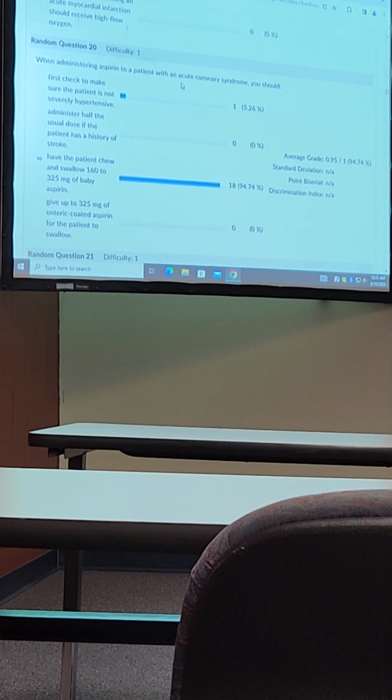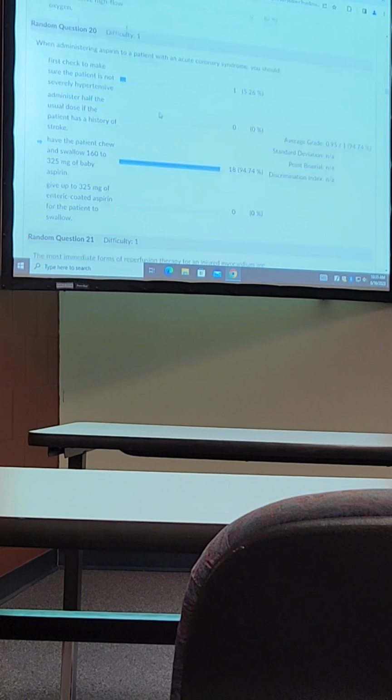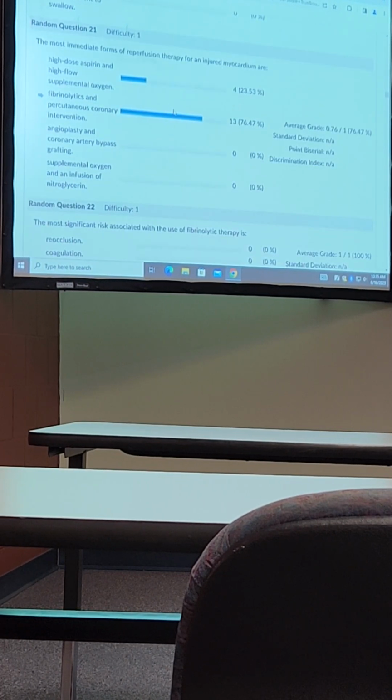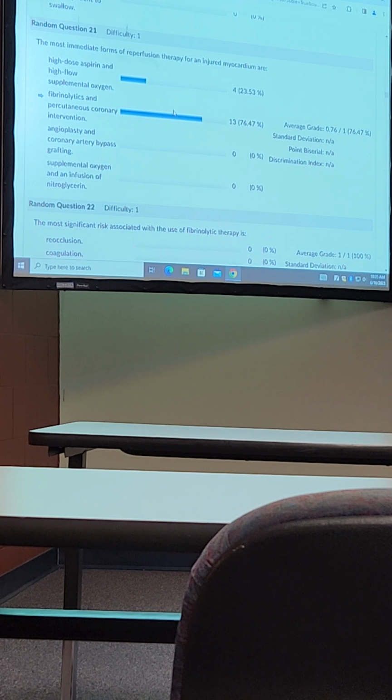That's also why aspirin is probably going to be the first thing we give, because I can't give nitro without vitals. I just figured you'd want to get vitals before any medication, but I know aspirin is going to affect it. That was my thought process. The most immediate forms for reperfusion of an injured heart attack, two ways you can do this.